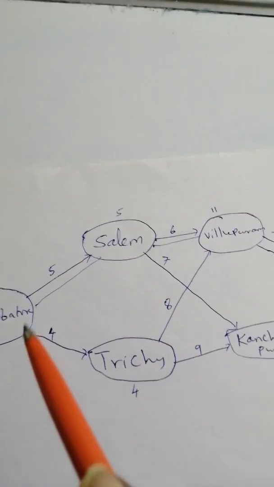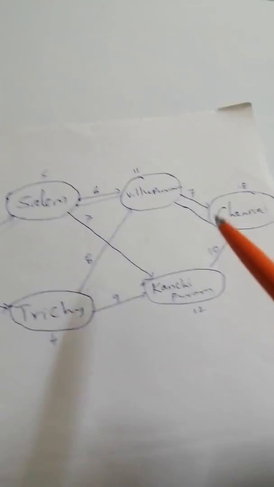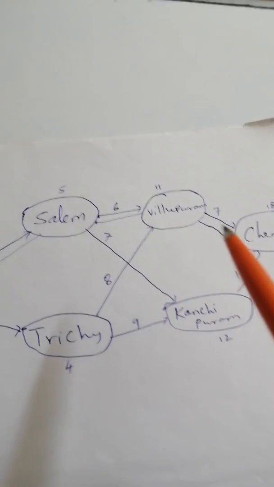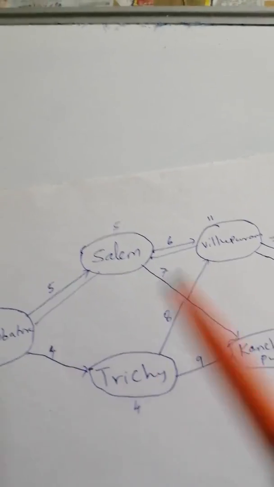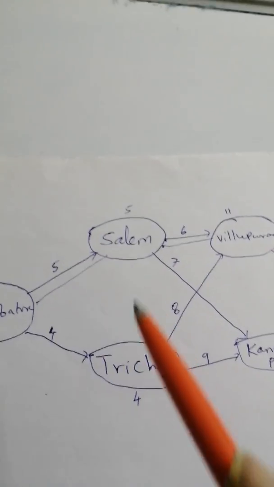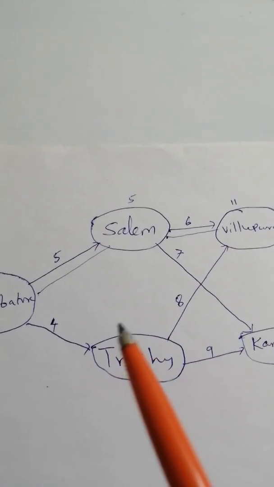So the entire path Coimbatore to Chennai is optimum, as well as the subproblems Viluppuram to Chennai, Salem to Viluppuram, and Coimbatore to Salem, which are also optimal. This is the principle of optimality.